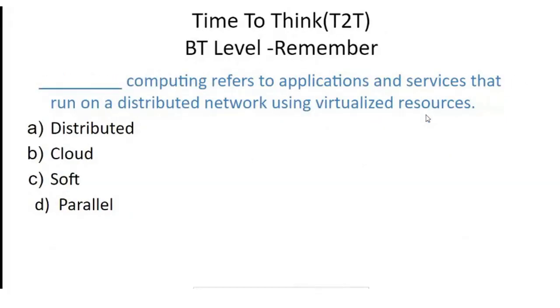Now tell me, which computing refers to applications and services that run on a distributed network using virtualized resources? Either distributed computing, cloud computing, soft computing, or parallel computing. Now we have seen distributed computing, where the resources are present in different locations. They have already given us a distributed network. And in the distributed network, what special thing have they given? Using virtualized resources. So what type of computing is it? Yes, it is cloud computing, which uses virtualized resources.